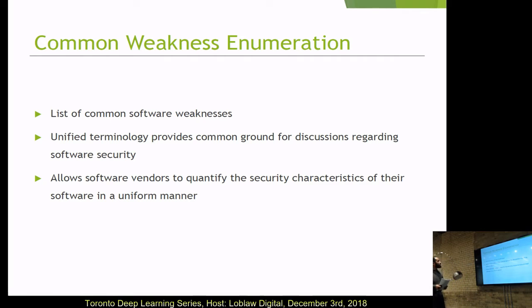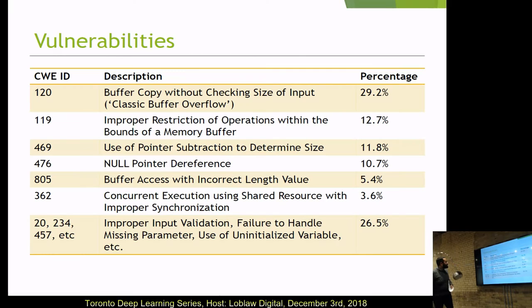They use Common Weakness Enumeration, which is a list of common software weaknesses. It uses unified terminology to provide a common ground for discussions regarding software security, and allows software vendors to quantify the security characteristics of their software in a uniform manner. Quite debatable, but still. I can see some descriptions, some of the classes of vulnerabilities or weaknesses that are actually in that standard.